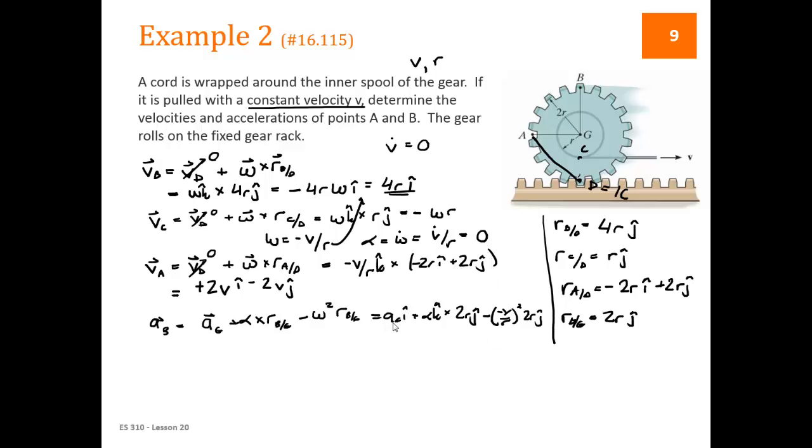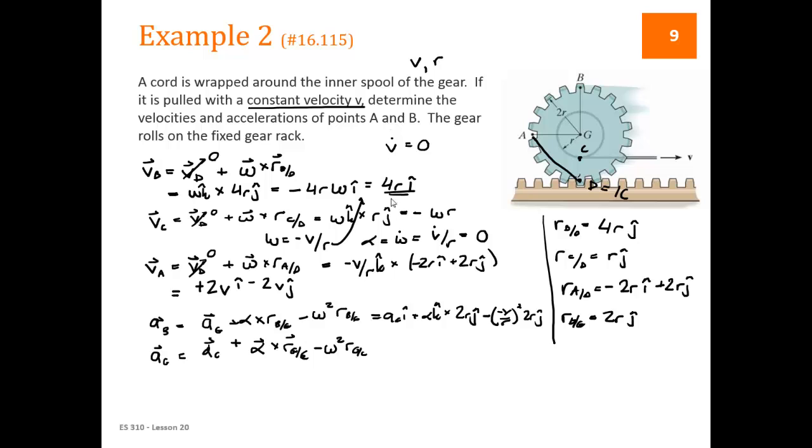We don't know AG, we don't know alpha, and we don't know AB, so we need more information. So let's take a look at AG relative to the point C, which we do know something about the acceleration of. We know the tangential acceleration is equal to 0. So AG is going to equal AC plus alpha crossed with RGC minus omega squared RGC.